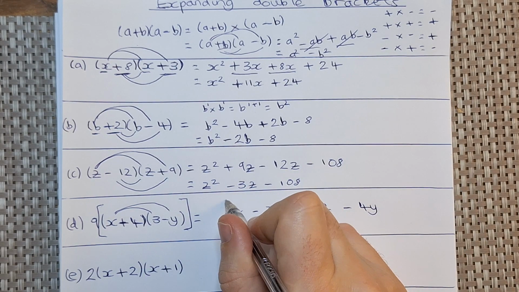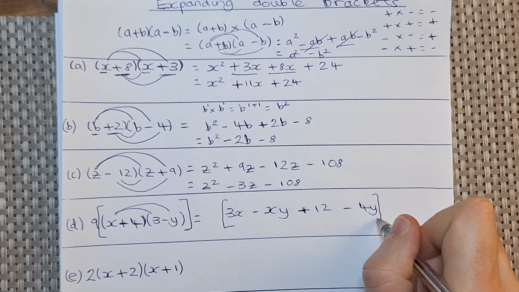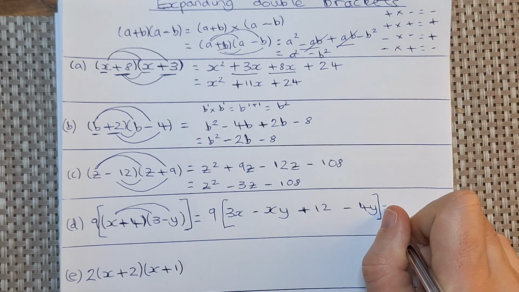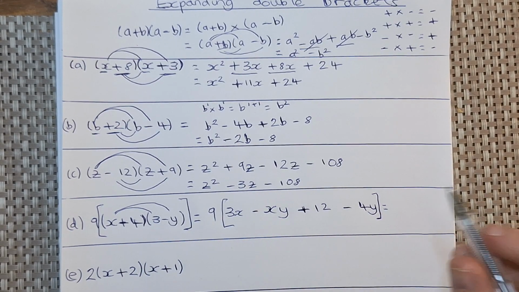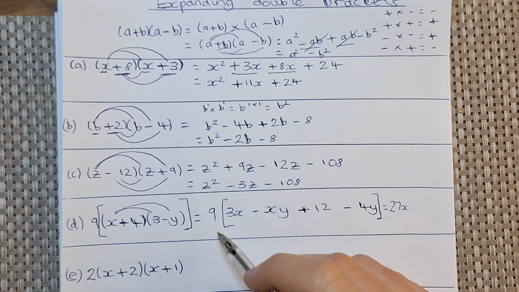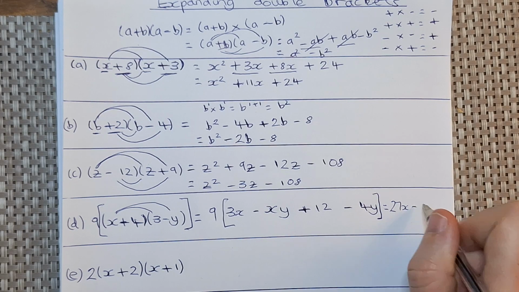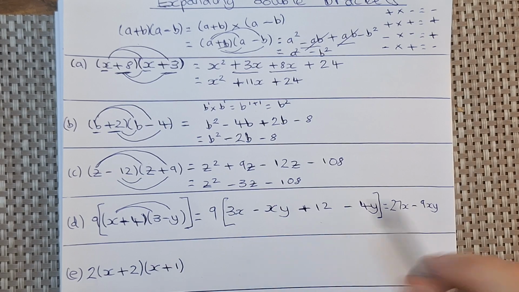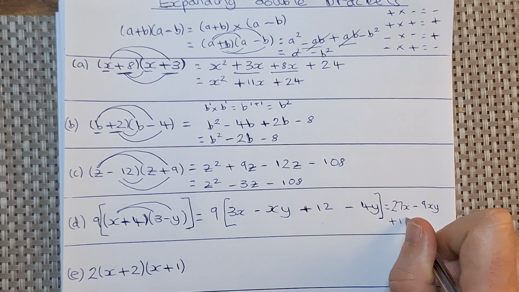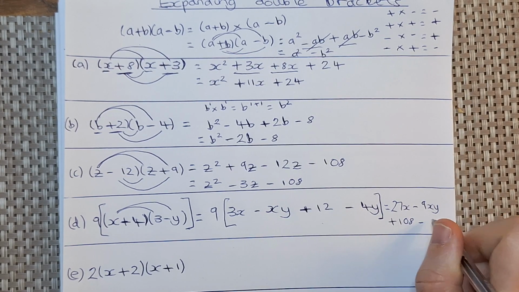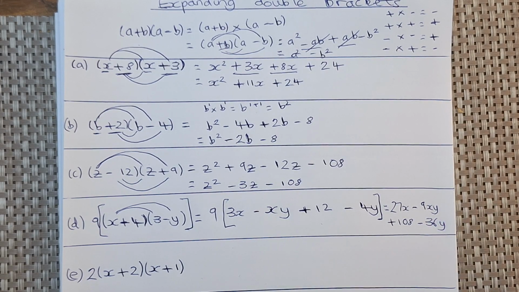Now looking at this, we can't simplify it here because they're all different terms. Therefore, I'm simply going to times each term by 9. 9 times 3x is 27x. 9 times minus xy is minus 9xy. 9 times positive 12 is positive 108. And 9 times minus 4y is minus 36y. And there's your answer.